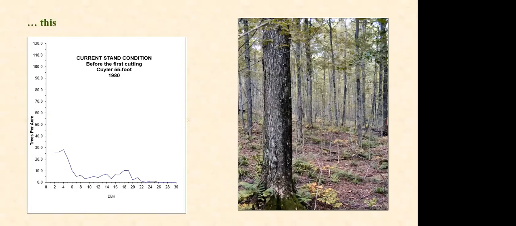This is another northern hardwood stand, not too far from the other one. It uses that left-hand tail, probably because this stand had not had any kind of management for 40 or 50 years prior to the time we did the inventory.